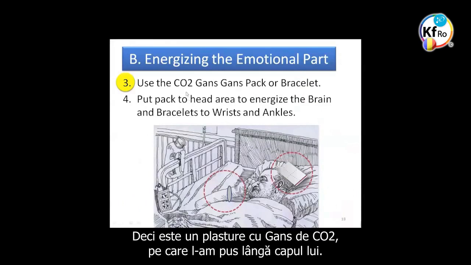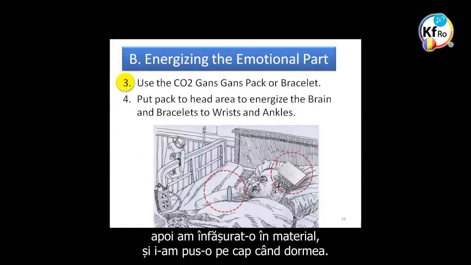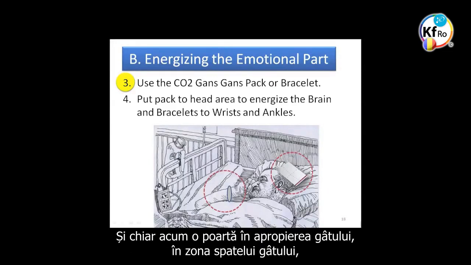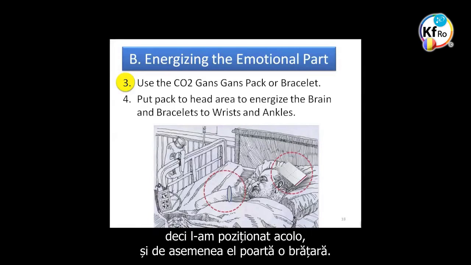And here is how I position it. So I have a CO2 gun pack. I put it near his head area. I just wrap it with a cloth. It's a plastic bag, then sealed and wrapped with the cloth, and put on his head when he's sleeping. And right now he's wearing it near his neck, the back of the neck, because we've found something near his right brain. There's some density there, so I positioned it there. And he also wore a bracelet.